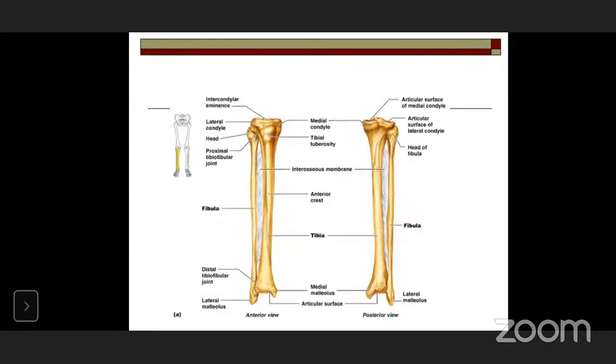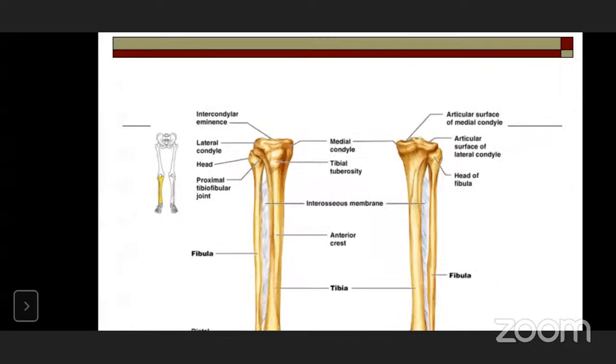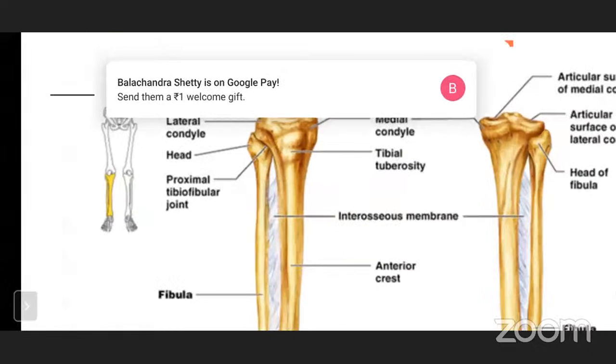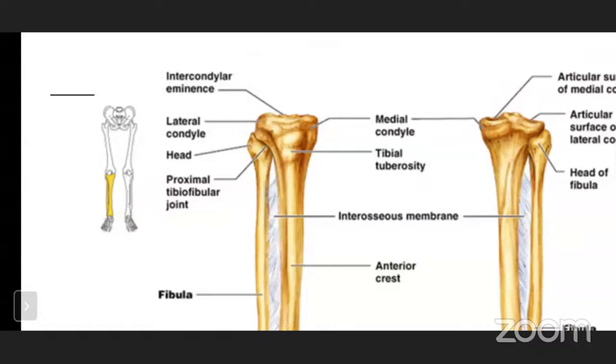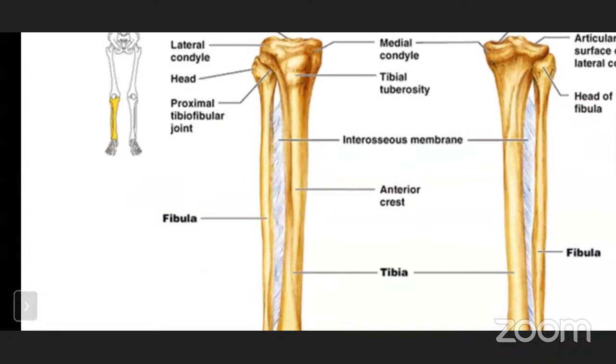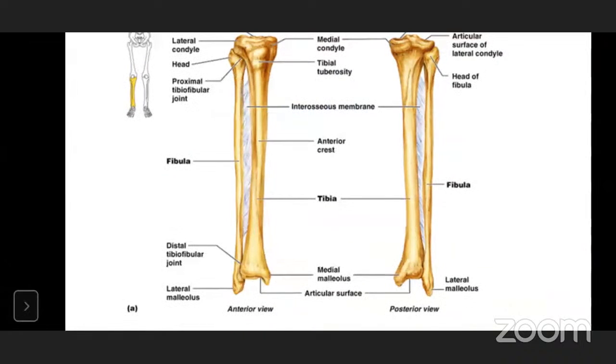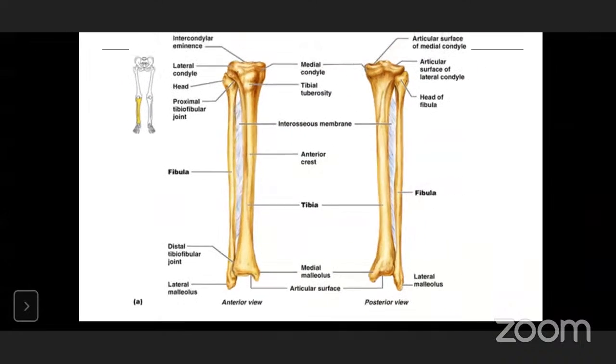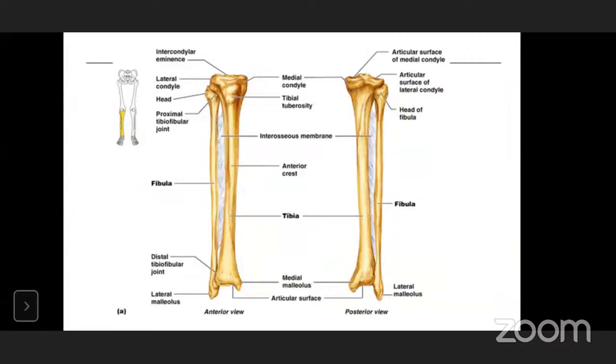Then the tibia and the fibula, the two bones present in the leg. The tibia is the medial bone. If you are writing about the tibia, the examiner will expect an explanation of the medial condyle, the lateral condyle, the intercondylar area, the tibial tuberosity and the shin of the tibia, the medial malleolus, and also the borders and surfaces.